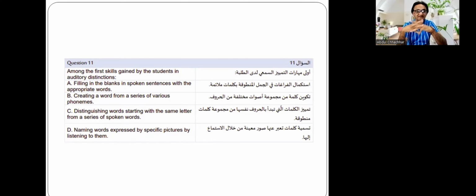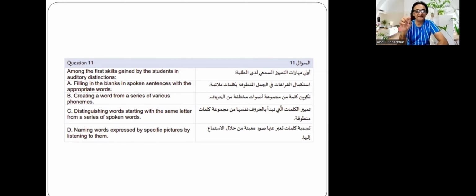Among the first skills gained by the students in auditory discrimination, auditory discrimination means... Option A: fill in the blanks in spoken sentences with appropriate words. Option B: creating words from a series of various phenomena. Fill in the blanks in spoken sentences with appropriate words. When you speak and then fill in the blanks, this is one thing it is talking about.